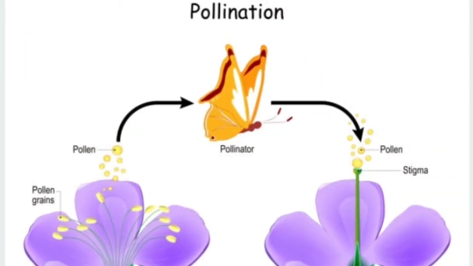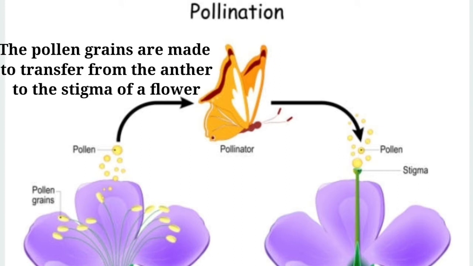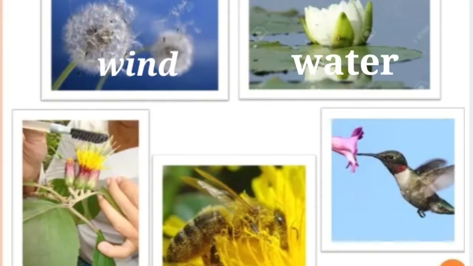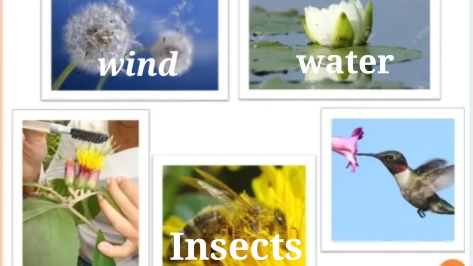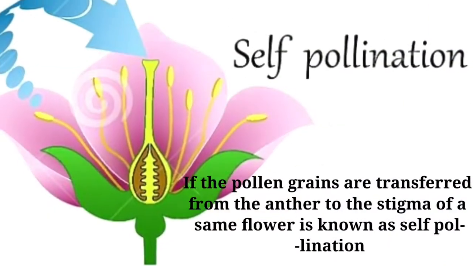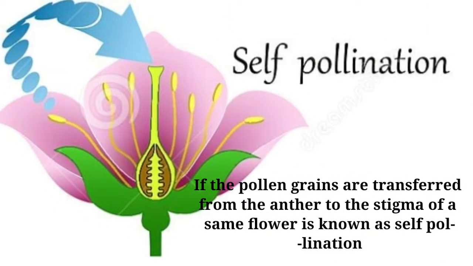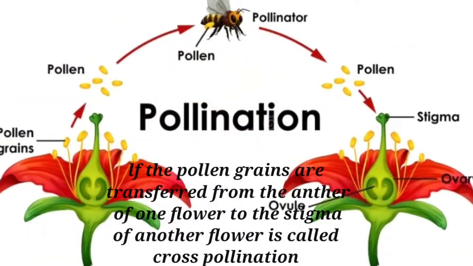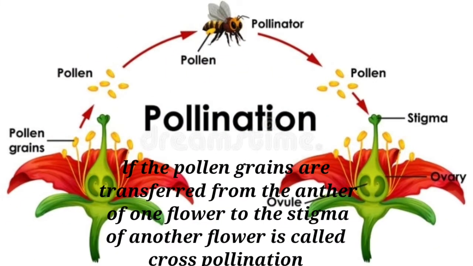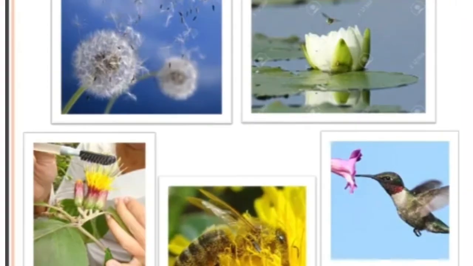The next is, after the production of the pollen grains, they are made to transfer from the anther to the stigma of a flower. This is called pollination. It takes place by wind, water, or by insects. If the pollen grains are transferred from the anther to the stigma of the same flower, it is called self-pollination. And if it is transferred from the anther of one flower to the stigma of another flower, it is called cross-pollination. Pollination takes place by wind, insect, water, and so on.